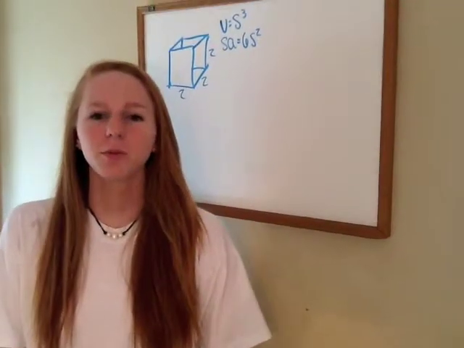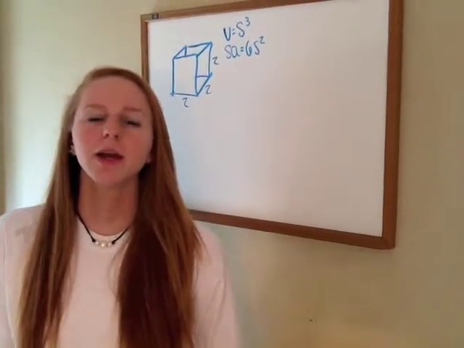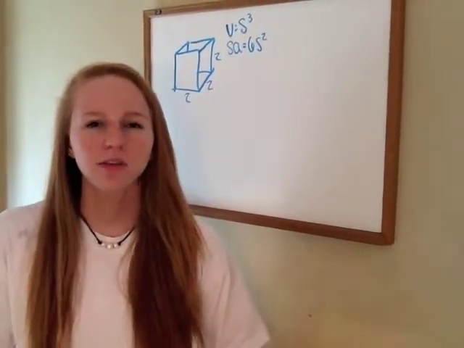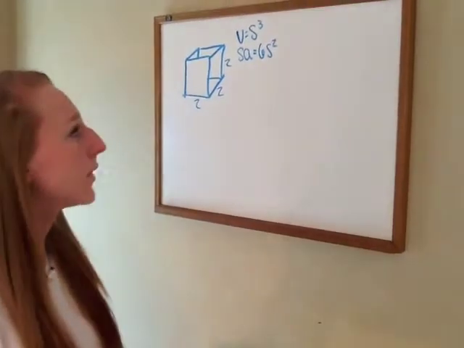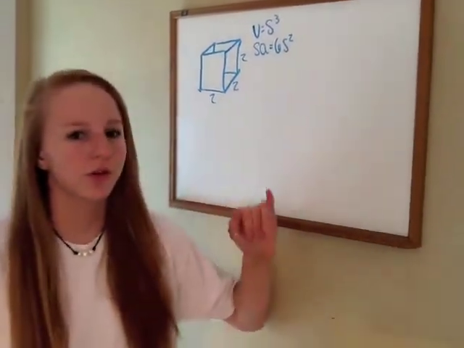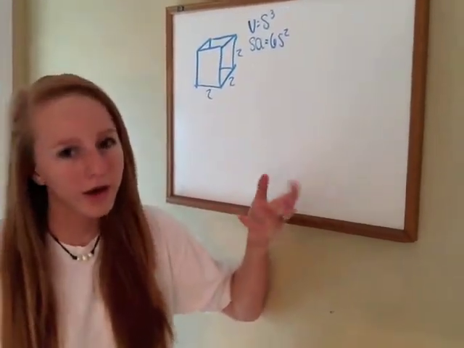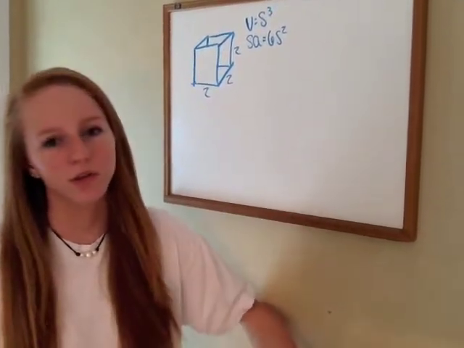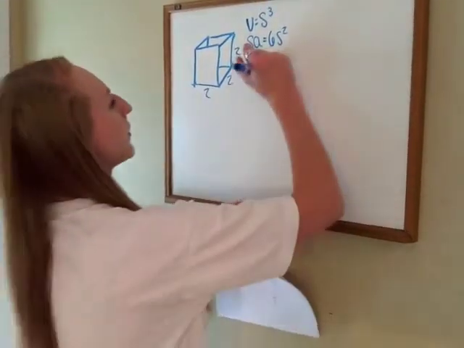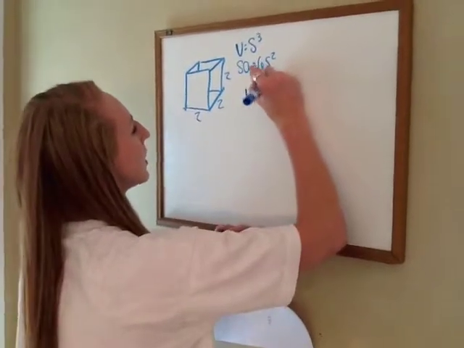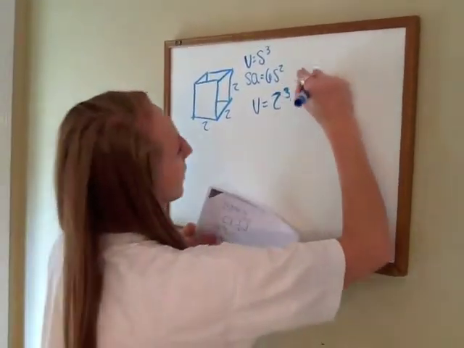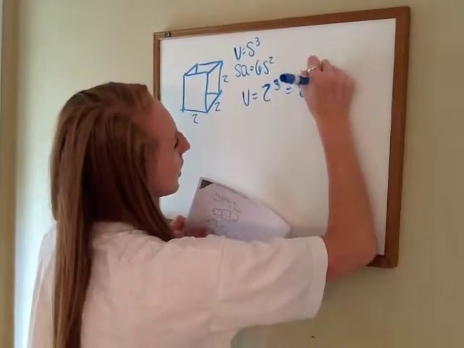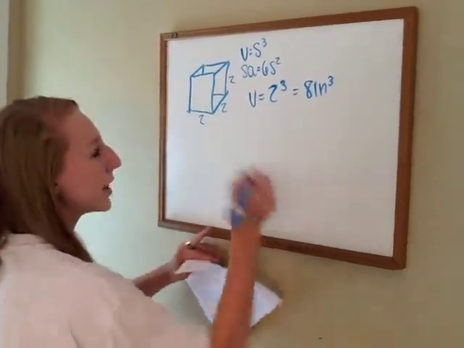So now we're doing volume and surface area of a cube. The sides are all going to be the same length, so it's not going to be hard to figure out which side goes with which. The only thing that's different is in the equation, instead of using base or length or height, we're using side because all the sides are the same. So for the volume, all you have to do is 2 cubed, which equals 8 inches cubed. And that's going to be your answer.